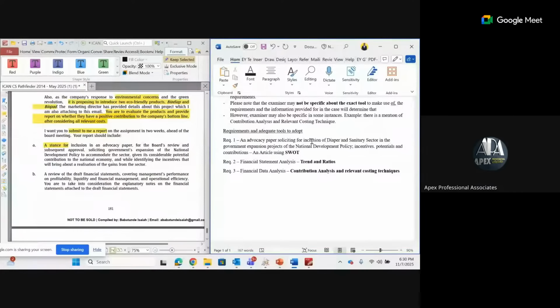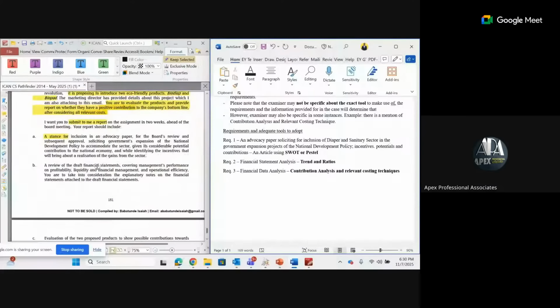Incentives, potentials, and contributions. So this one we may use SWOT or PESTEL to analyze it. It's just like an article that we are using to convince the government to say this sector is a viable sector and they should include it in their national development policies.